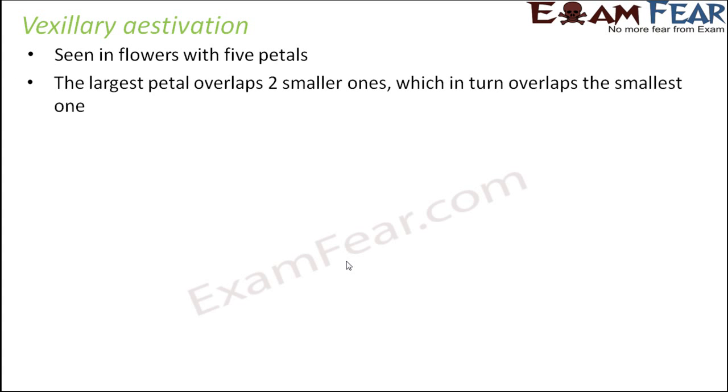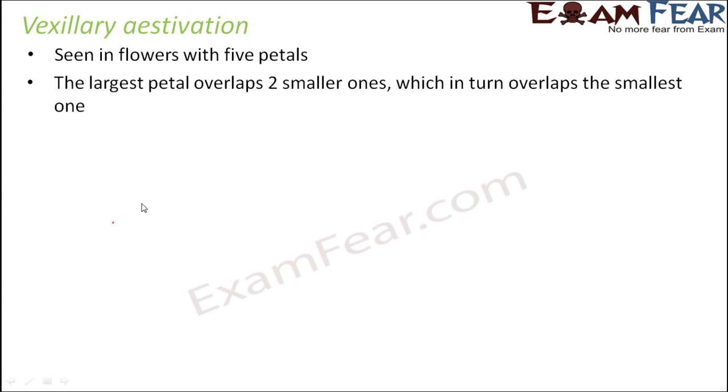Now the last and the fourth type, that is vexillary aestivation. So this kind of aestivation is only seen in flowers with 5 petals. So it is not a very common one, but it is seen in flowers with 5 petals. So how is the arrangement here? And that too, these 5 petals, they are all of different sizes. So the largest petal overlaps the two smaller ones, which in turn overlaps the smallest one.